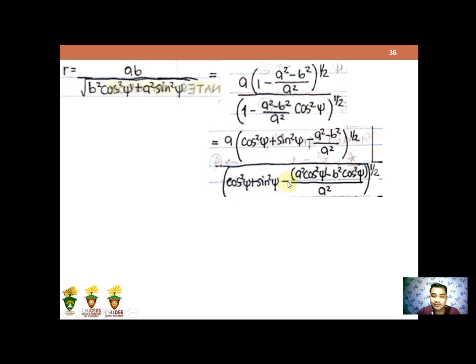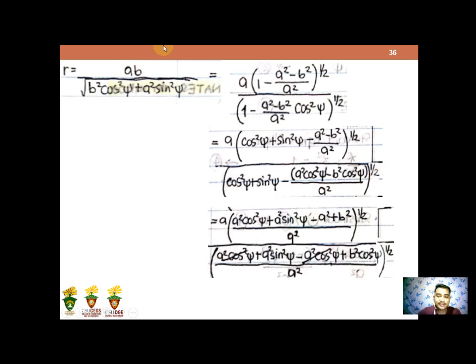latitude minus, then we distribute cosine squared geocentric latitude to a squared minus b squared over a squared. It becomes minus a squared cosine squared geocentric latitude minus b squared cosine squared geocentric latitude, all over a squared. And this must be raised to 1/2.